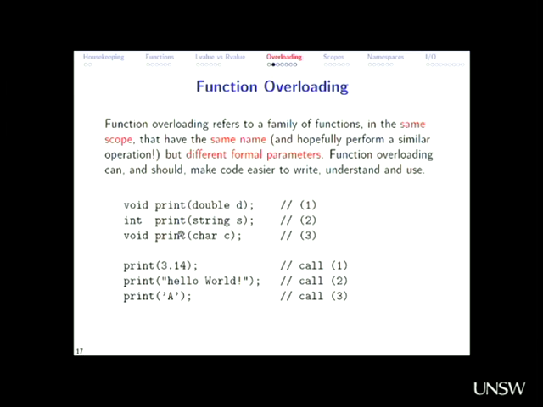So we've got print here, 3 different versions of print, 3 different declarations and 3 different definitions. One takes in a double, one takes in a string, and one takes in a character. That allows us to do things like print 3.14, and the double version is called; print hello world, and the string version is called; print A, and the character version is called.